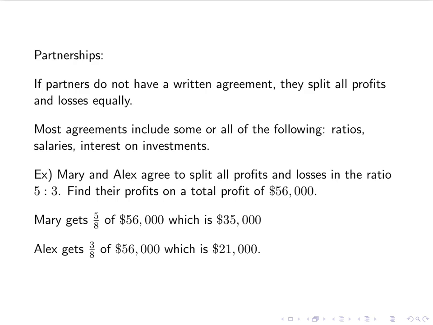2 things to keep in mind. Make sure your ratios add up to 1. Make sure your totals add up to the original total. Okay, so 35,000 plus 21,000 is 56,000. So you always want to make sure your answer makes sense. I have to account for the entire 56,000.